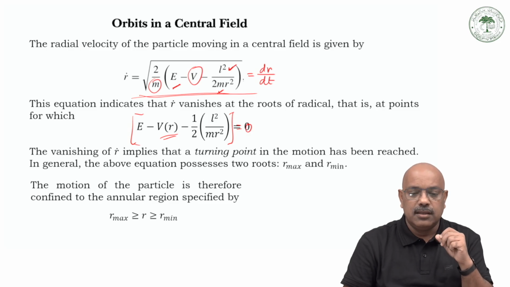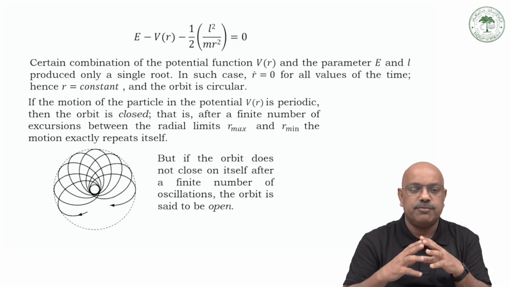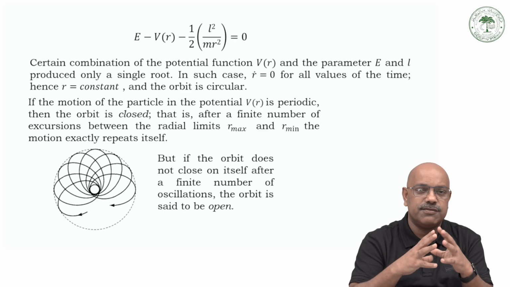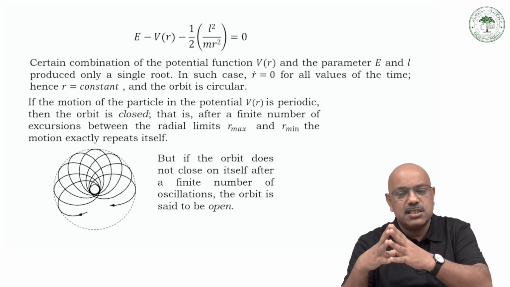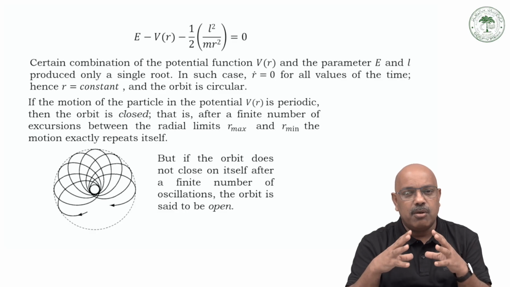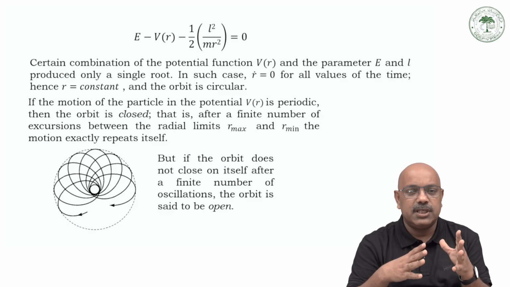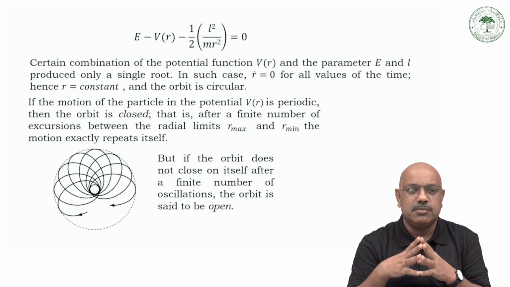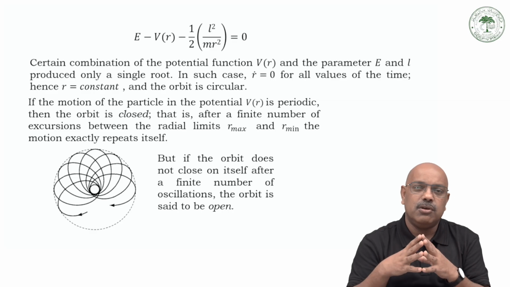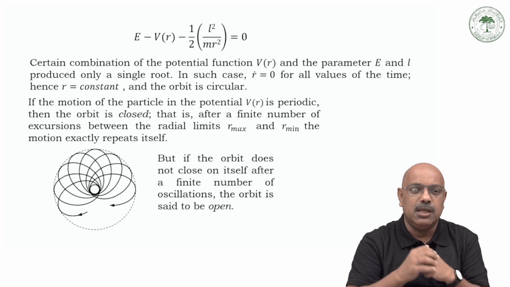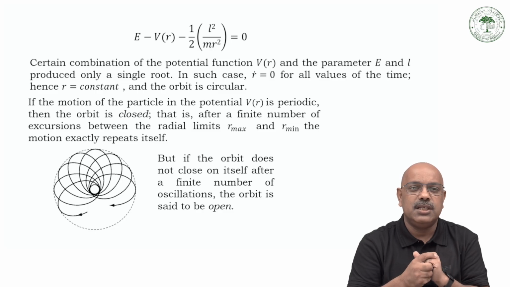If you further analyze this equation, E is fixed, angular momentum you can choose, the mass is there, so V of r is going to play a very important role. A particular combination of the potential and the parameters E and L can produce only a single root. So there may be two roots, or you can have only one root. In such a case, r dot is 0 where you have one turning point.